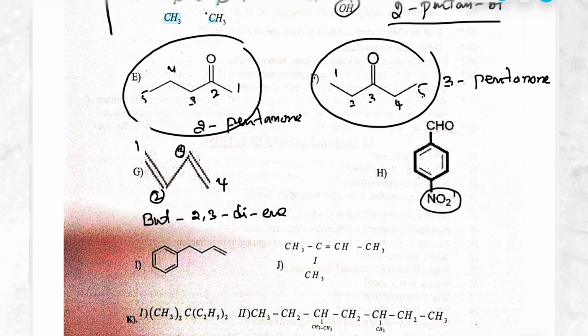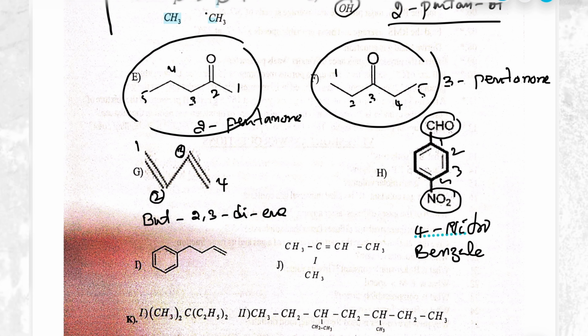This is a nitro group. This is an aldehyde, benzaldehyde. 1, 2, 3, 4. 4-nitrobenzaldehyde, that is 4-nitrobenzene plus aldehyde. Clear? That's it. Similarly, you can give the name for this one.